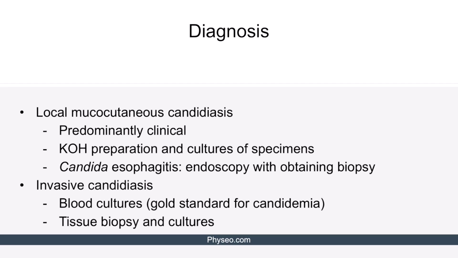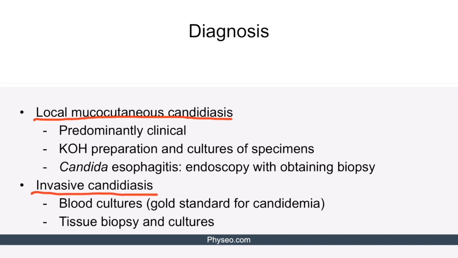Now we're going to talk about the diagnosis of each of these, going back to the local types. So the diagnosis of local mucocutaneous candidiasis is pretty much clinical. Now, KOH preparation of specimens and direct microscopic examination can also be performed. And you can also consider culture of specimens. And when it comes to Candida esophagitis, endoscopy with obtaining a biopsy from those lesions, you actually need to do that. So basically remember that if Candida is localized to mucous membranes or the skin, then you can do it clinically. You can consider a KOH prep or culture, and then in the case of esophagitis, get a biopsy.